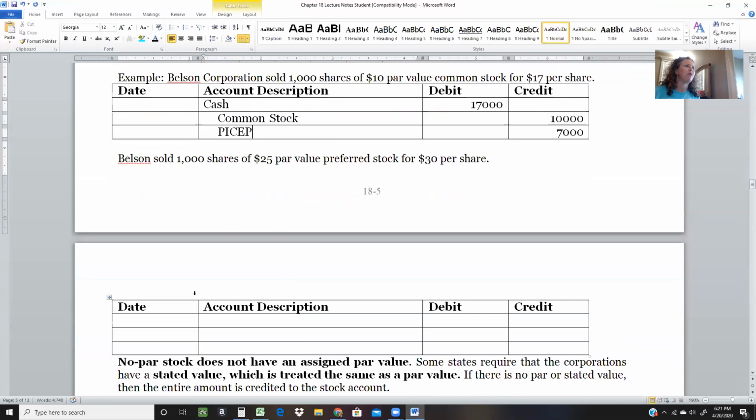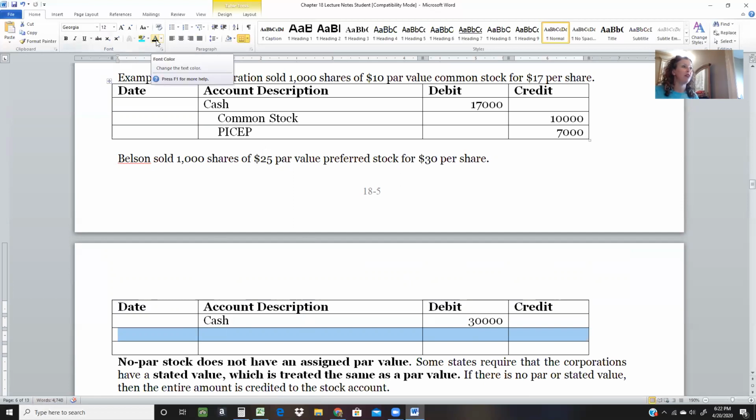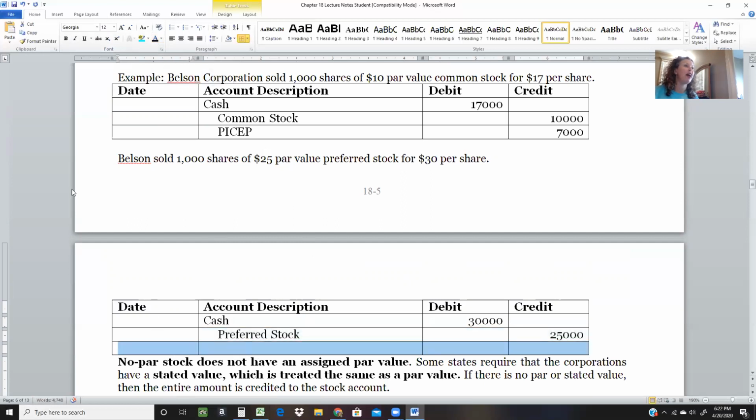I don't know. So Belson sold 1,000 shares of $25 par value preferred stock for $30 a share. So now we're going to bring in 30 grand, so I'm going to debit cash for 30. But only $25 a share will go in the preferred stock account. We've never used the preferred stock account before, but it's just like common stock. It's just another equity account. They have preferential treatment, usually in relation to when they get their dividends. So we'll put 25,000 in preferred stock, and then we'll put the extra 5 in PICEP.